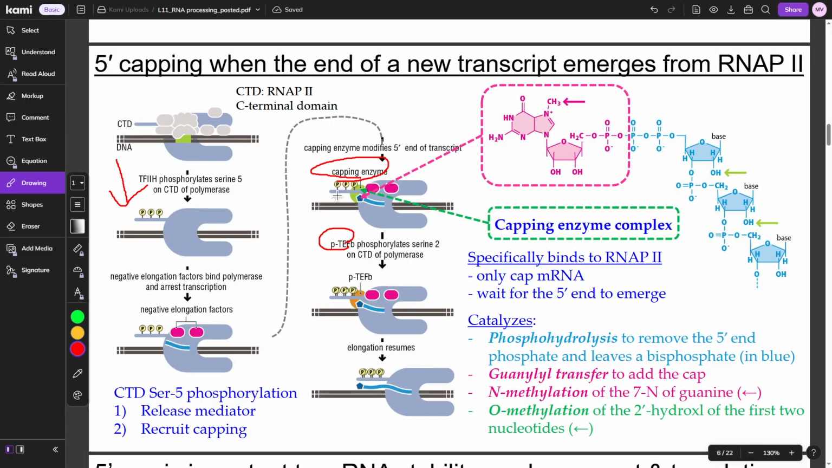And the other thing to keep in mind is this capping complex. It specifically binds to RNA polymerase. It only caps mRNA, and it has to wait for the 5' end to emerge. It cannot cap unless the 5' end has come out.